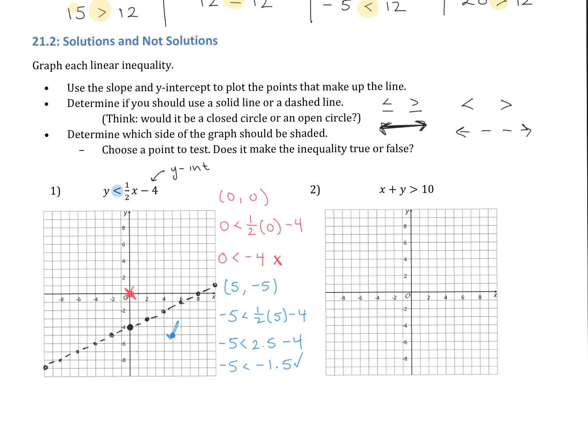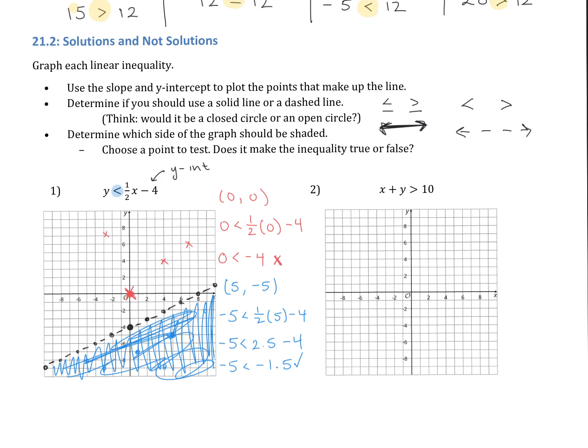If I checked any of the other points down here on this side of our line, all of these points would be solutions. If I kept checking points on the other side of the line, all of these points would not be solutions. They would not make that inequality true. So to show that all of those blue points are part of the solution, we shade this side of the graph to say all of our solutions, any point down here is a solution to that inequality.